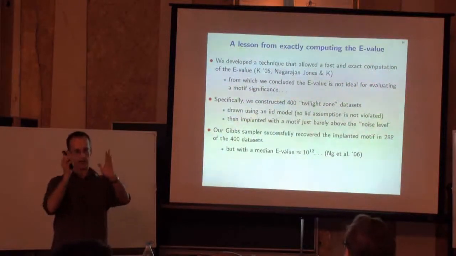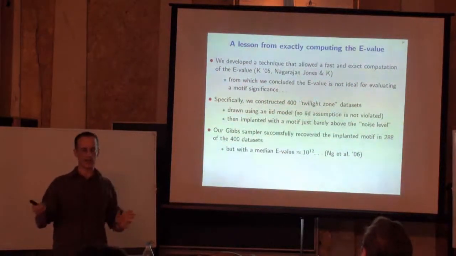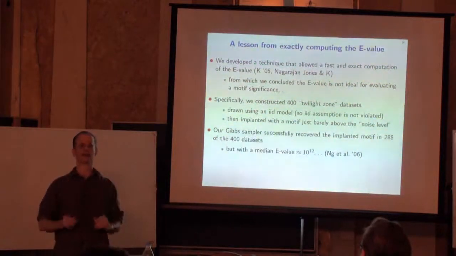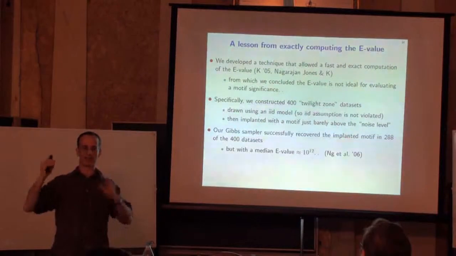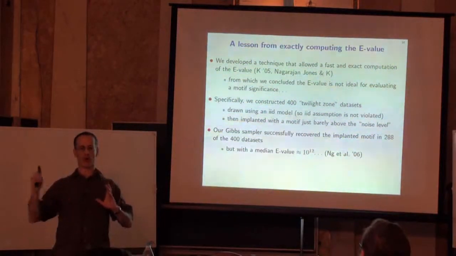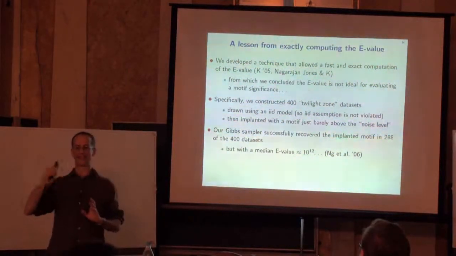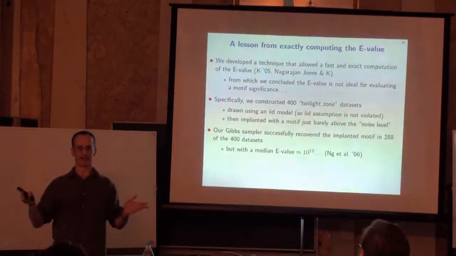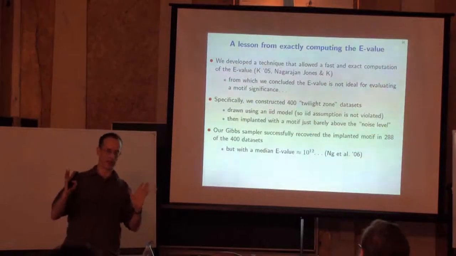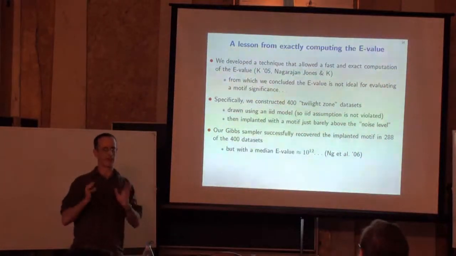It finds the right motif. Compute the e-value, and I computed correctly, I know that. The e-value comes up as 10 to the 12. The expected number of random alignments with a score above what you found is 10 to the 12. And yet you found the right motif. Okay, so the lesson from here is twofold.